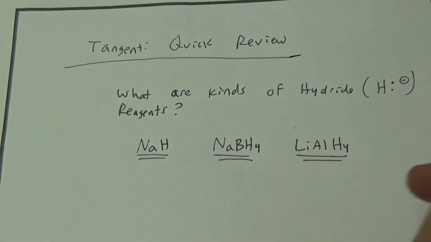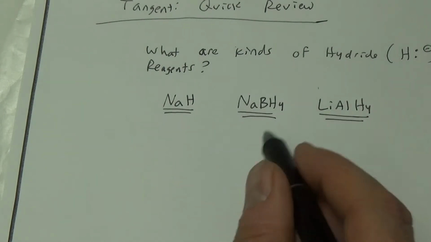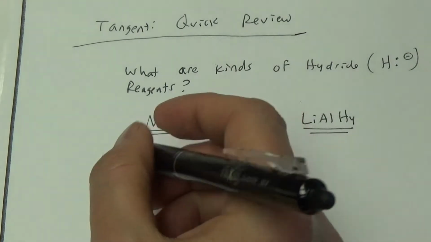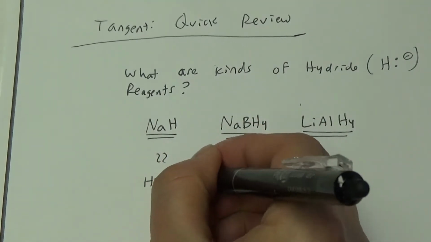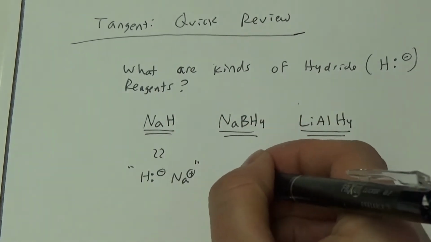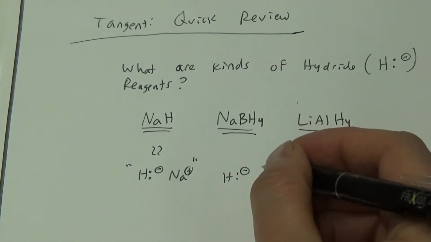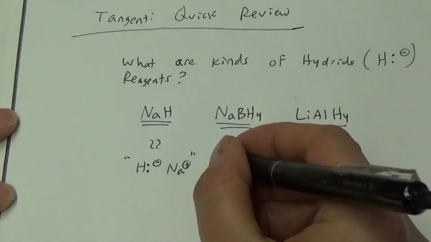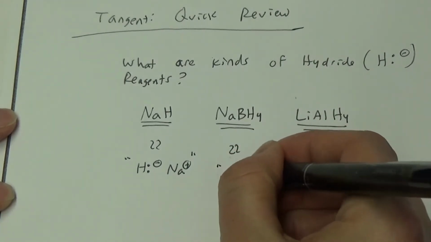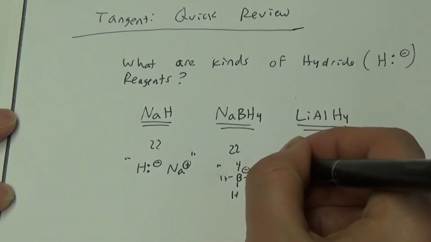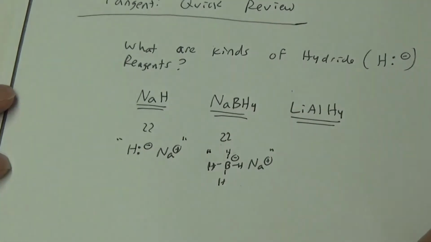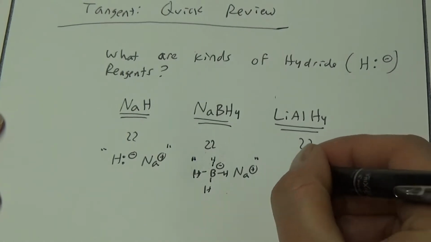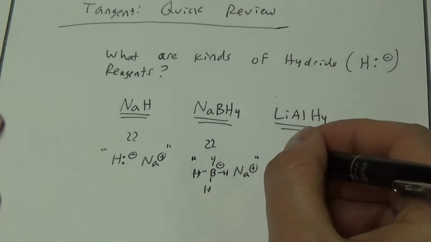Because that's a little weird. So they're all kind of the same thing. They're all kind of H minus. So this one's kind of like H:- Na+. This one's kind of like BH4- Na+, in quotes, right? And this one's kind of like AlH4- Li+, in quotes, okay?